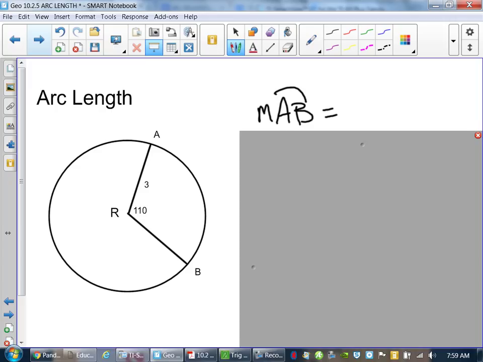What is the measure of AB? What is the measure of the angle? It's 110. Because the measure of the arc, we just said this. If you were getting this wrong, you might want to write that down. The measure of the arc is the measure of the central angle. It's 110. We just wrote that, right? So if you got that wrong, please be sure you wrote that down.